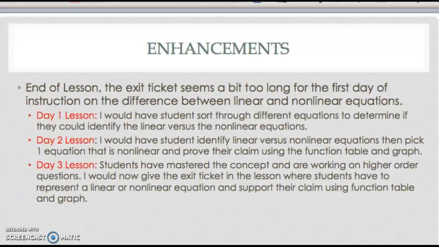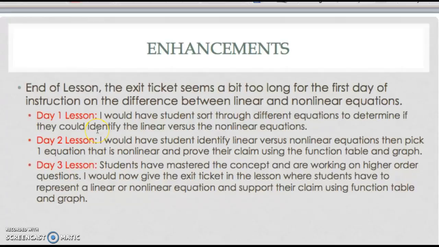The next enhancement in this lesson would be the exit ticket. The exit ticket is a page long, for towards the beginning lesson for this. It's not quite the intro of linear versus nonlinear, but it is the intro lesson for looking at nonlinear equations. So I would probably change that exit ticket slightly.